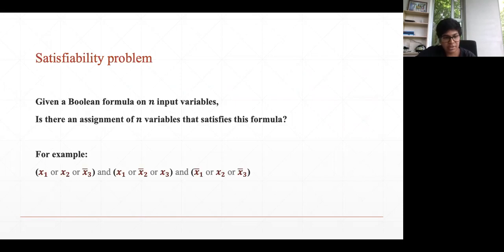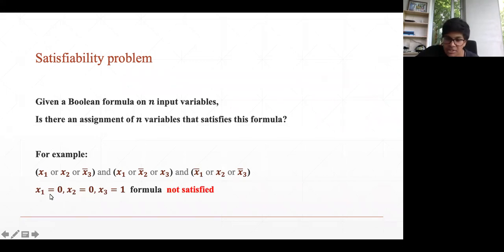Let's look at an example. We have this Boolean formula, defined on three variables. By setting the assignment x1 equals 0, x2 equals 0, and x3 equals 1, we see that the formula is not satisfied. But by changing x3 to 0, we see that the formula is satisfied. So this formula has a satisfying assignment, which is x1 equals 0, x2 equals 0, and x3 equals 0.